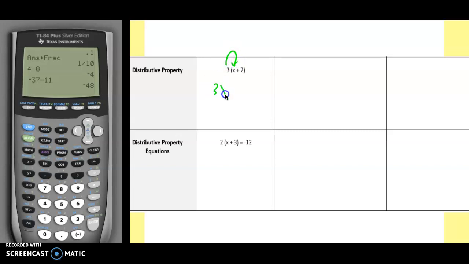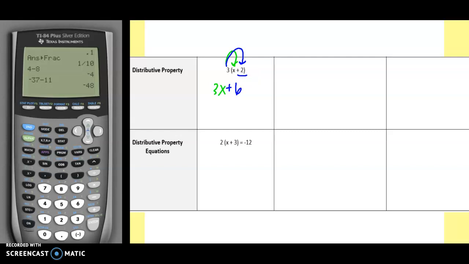3 times x gives us 3x. And then we have that 3 and we're going to multiply it by the back term, which in our case is a positive 2. So 3 times a positive 2 gives us a positive 6. But again, guys, same as before, even with combining like terms, make sure you're putting those connectors in there. From there, I can't do anything else. They're not like terms. I can't put them together. I'm not solving. There's no equal sign, so you're just done.